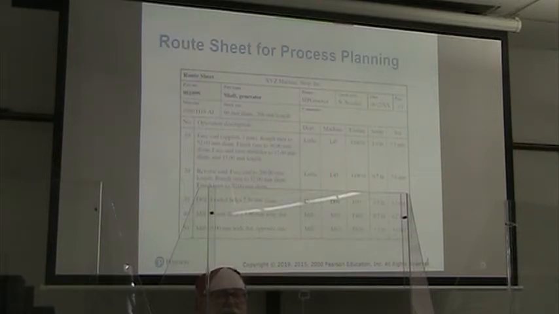Operation number 20, reverse the end, face the end to 200 millimeters length, rough turn to 52 millimeter diameter, finish turn to 50 millimeters diameter. All right, so that's on the lathe. It's still on the same machine. The tooling is the same, the setup time, and the standard time to perform the operation.